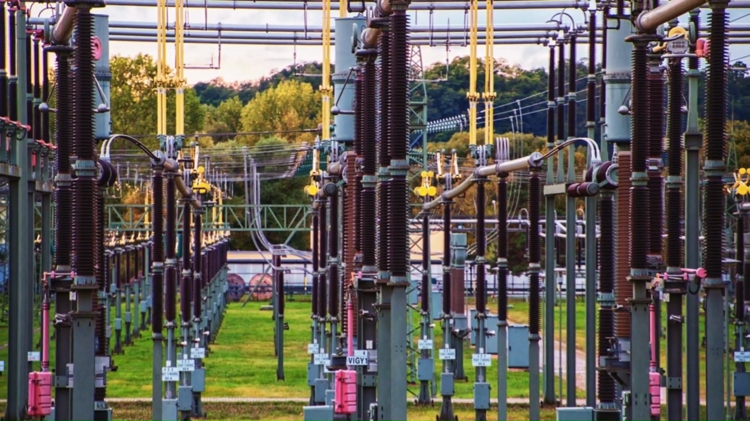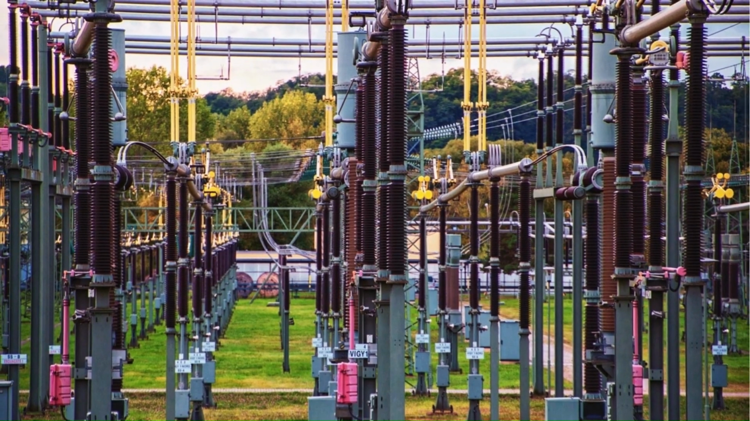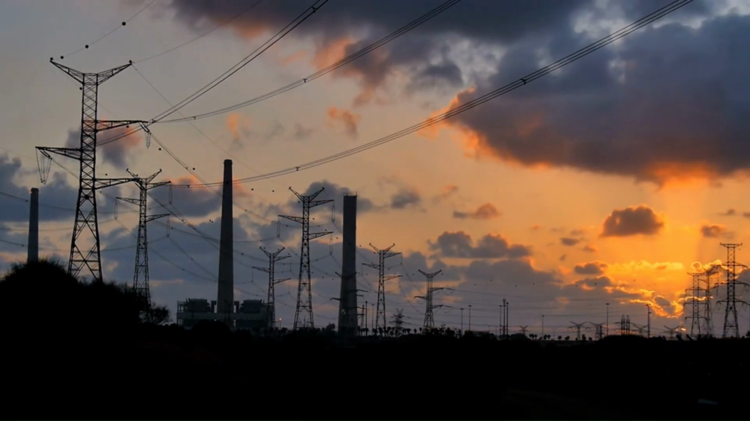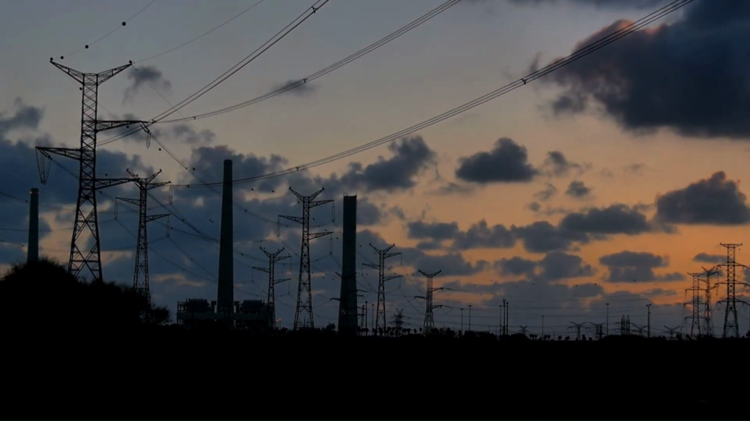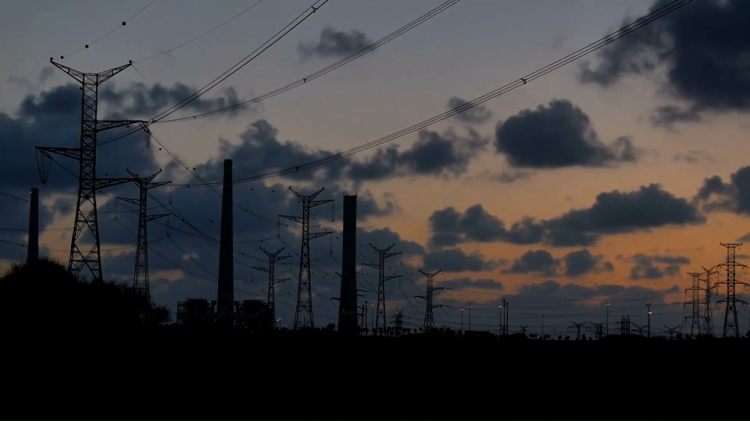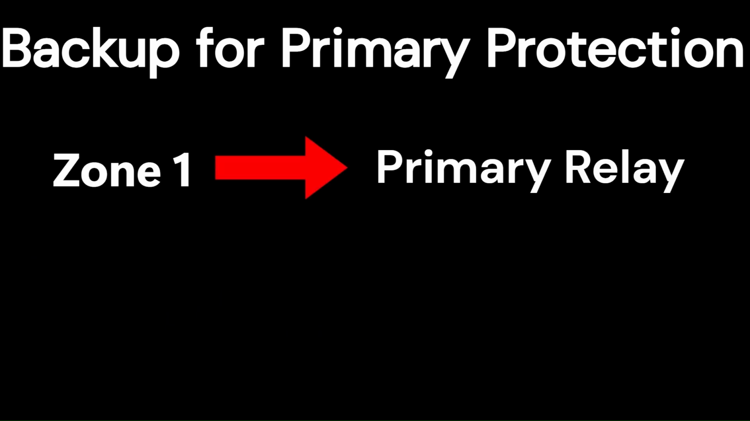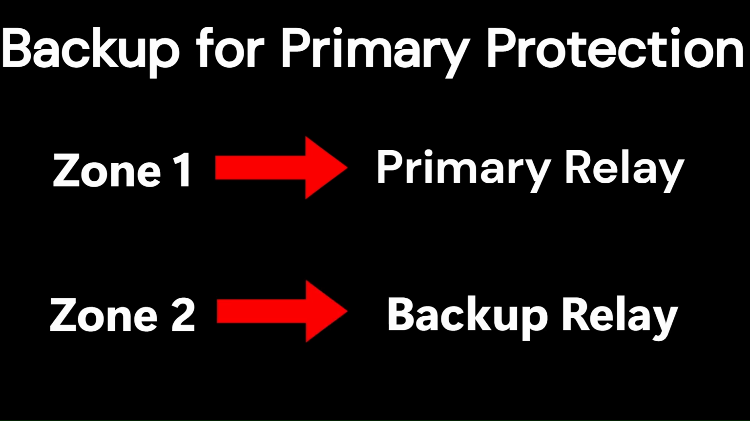Overlapping ensures that every single component of the power system is included in at least one protection zone, and critical equipment is covered by two or more zones. The overlap creates a built-in backup for the primary protection. If the relay in one zone fails to operate during a fault, the relay in the adjacent overlapping zone can still detect the fault and trip the circuit breaker.